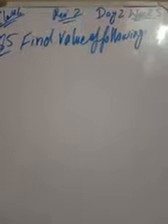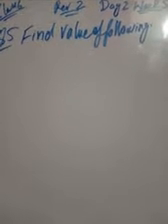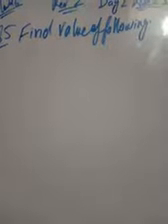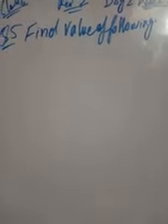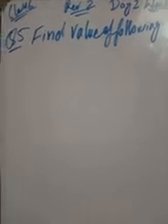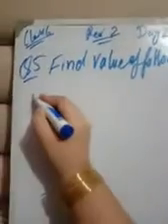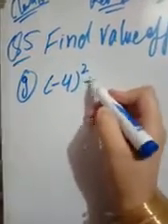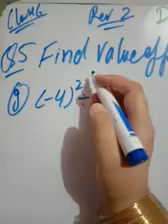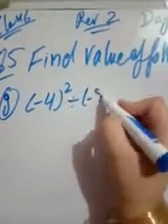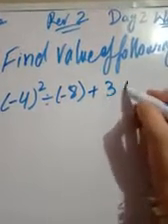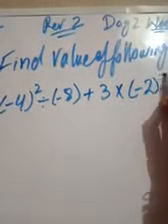It's review 2 and question number 5. In this question, we will use all the results and rules which we learned in the previous videos. Question number 5 is: find the value of the following. Its G part is (-4)² ÷ (-8) + 3 × (-2)³.